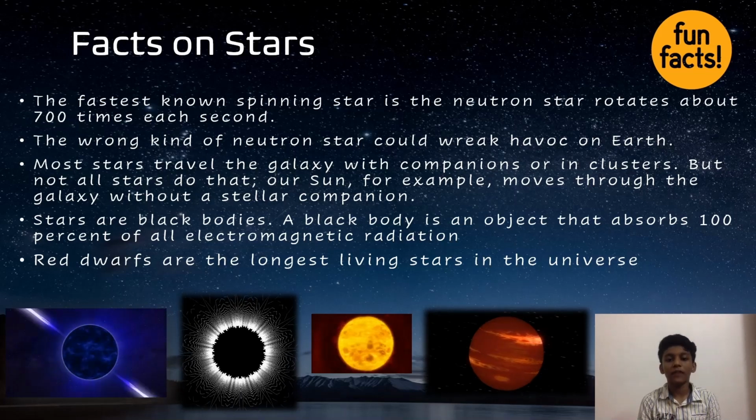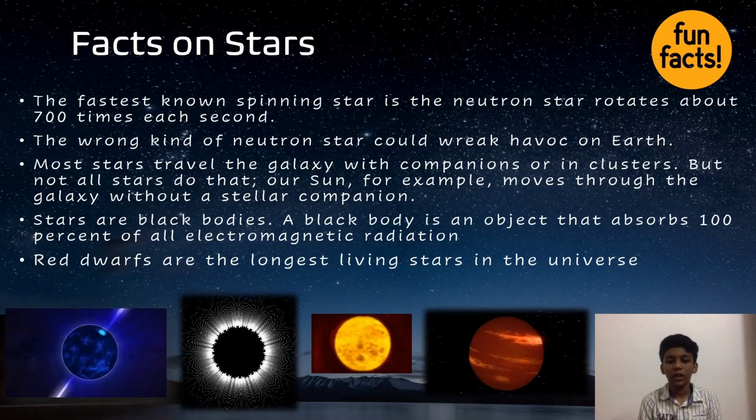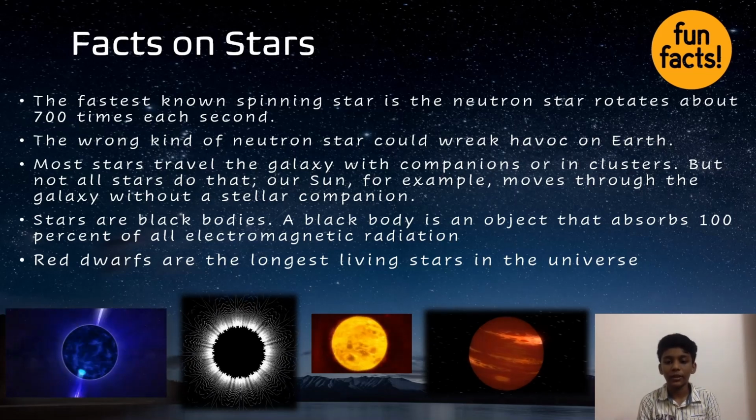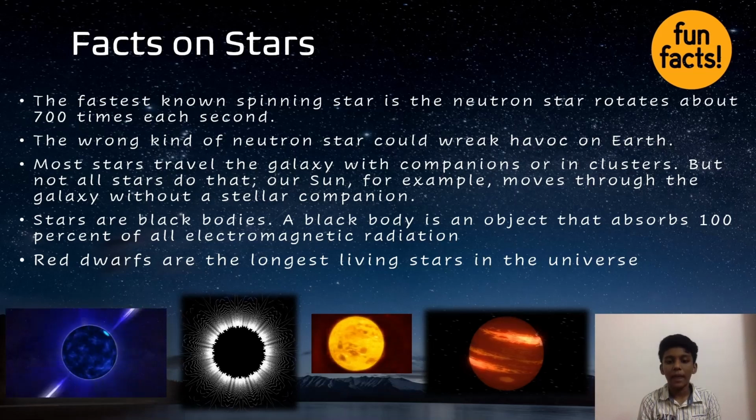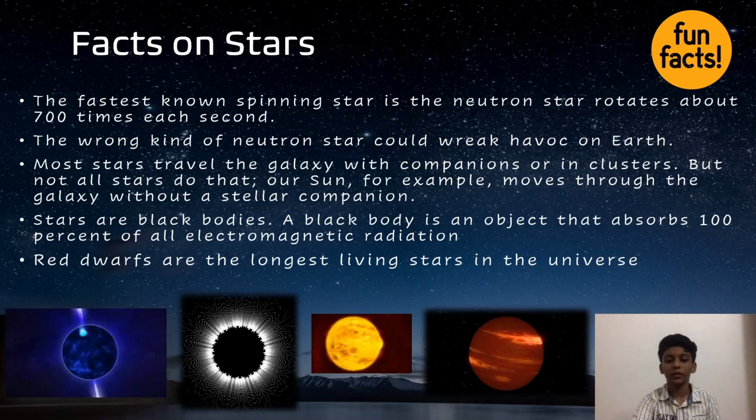Most stars travel the galaxy with companions or in clusters, but not all stars do that. Our Sun, for example, moves through the galaxy without a stellar companion. Stars are black bodies. A black body is an object that absorbs 100% of all electromagnetic radiation. Red dwarfs are the longest living stars in the universe.